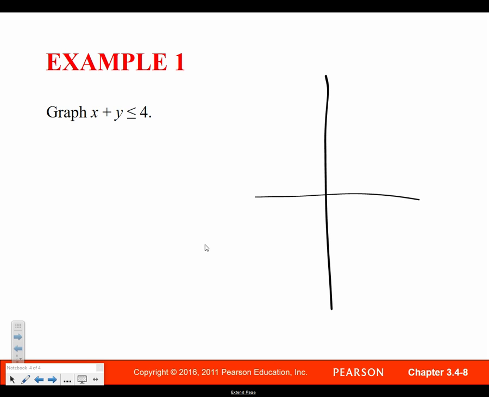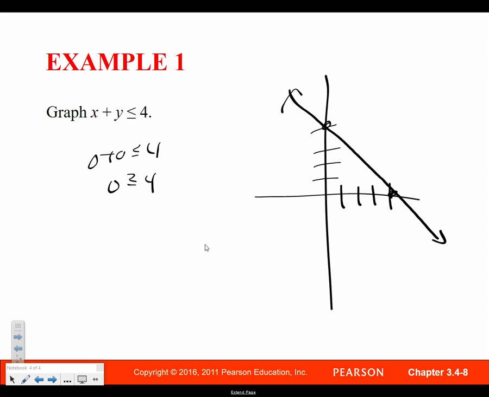If x is 0, y is 4. So 1, 2, 3, 4. When y is 0, x is 4. 1, 2, 3, 4. Solid or broken line? Solid. So I'm going to put a solid line through those. And then I'm going to say, all right, which point would I like to pick? Which point do I want to check? 0, 0. So 0 plus 0 less than 4. Is 0 less than or equal to 4? Yes. So I would shade below that. And I'm done.